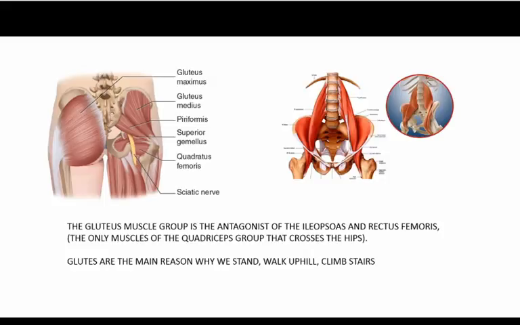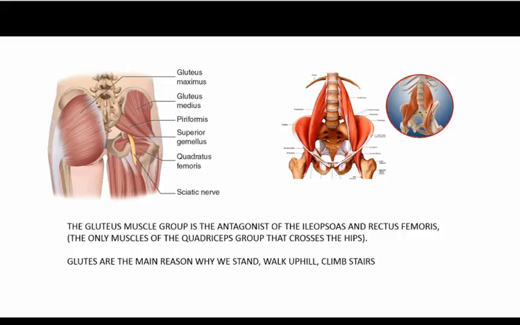So now let's go to the other muscles. So we spoke about the quadriceps and the hamstrings quadriceps ratio. Now we go to the gluteus. The gluteus is basically one of the biggest muscles that we have in our body, and it's very important. Why? Because the gluteus is actually the main muscle that makes us stand, walk uphill, and climb the stairs.